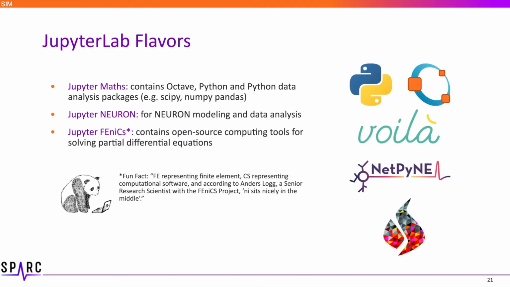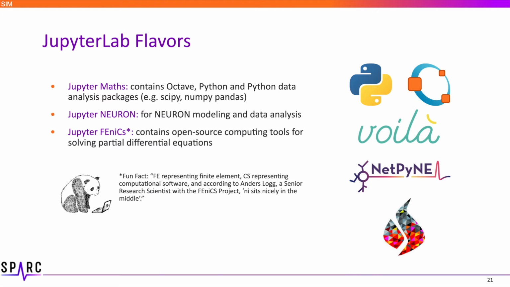We have several Jupyter Lab flavors, as we call them, on o²SPARC, each of which contains a different pre-installed environment for you. The first is the Jupyter Math, which contains Octave, Python, and pre-installed Python data analysis packages. And that's the one we had shown earlier in the image. The Jupyter Neuron is the one that you just saw a video of. And this contains not only the Python data analysis packages, but also Neuron packages for modeling and also for data analysis. This one was in particular developed for Spark users.